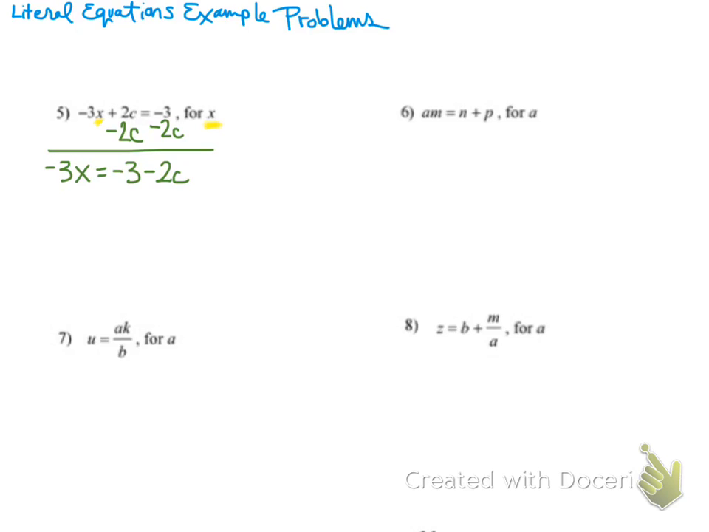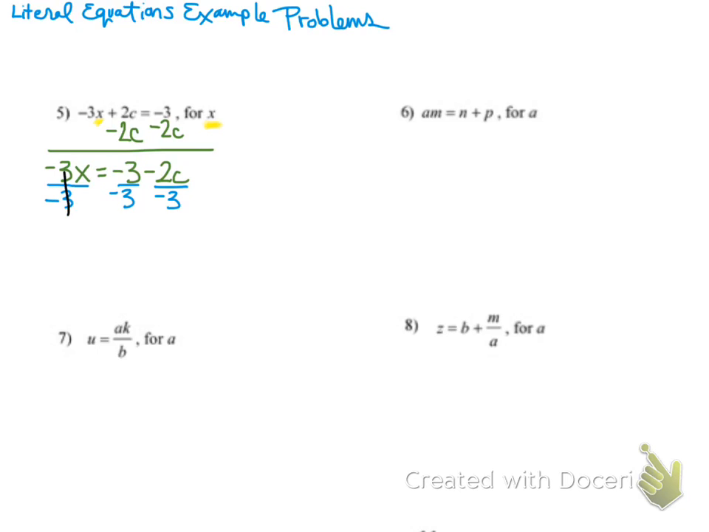Now to get the x by itself, we're going to divide by this -3 here that's in front of the x, because -3x is multiplication, and the inverse operation for multiplication is division. So over here I'm going to write divide by -3 twice, because we do need to divide everything by -3 because of the distributive property.